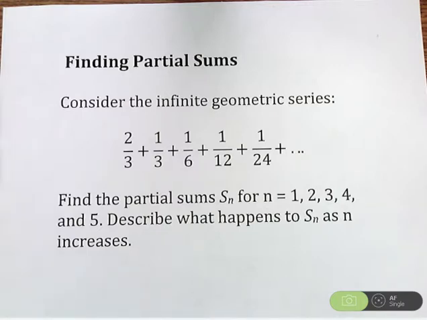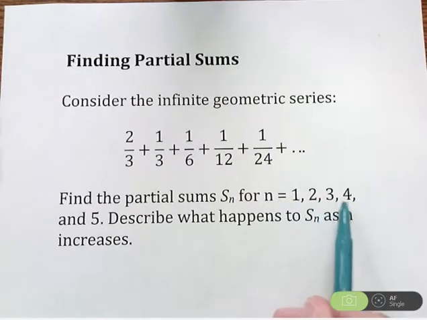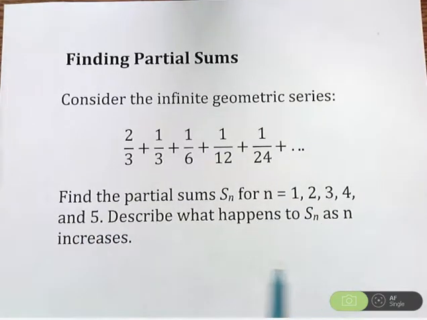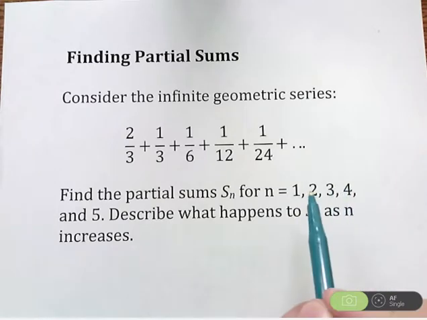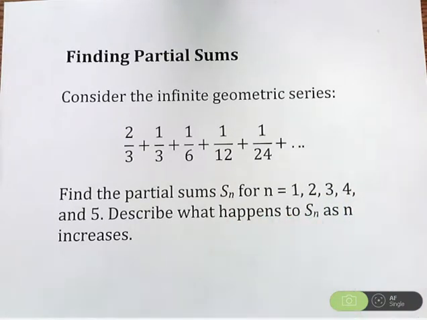Alright, in this video I'm going to be looking at finding partial sums. It says consider the infinite geometric series, find the partial sums, Sn, for when n is 1, 2, 3, 4, and 5. And we need to describe what happens to Sn as n increases. So as n gets from 1 to 2 to 3 to 4 to 5, what's happening to our sum?